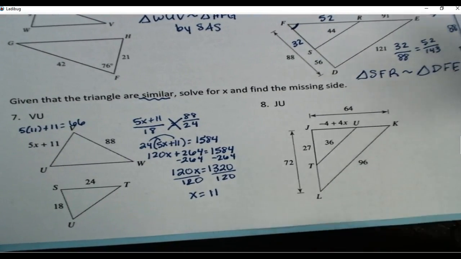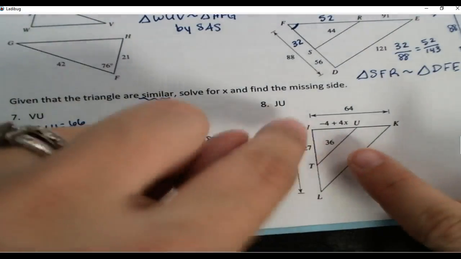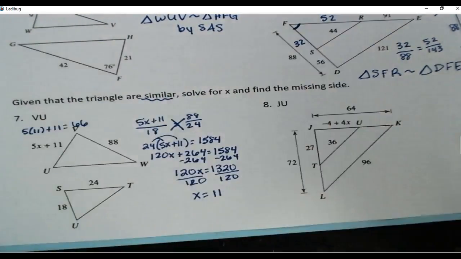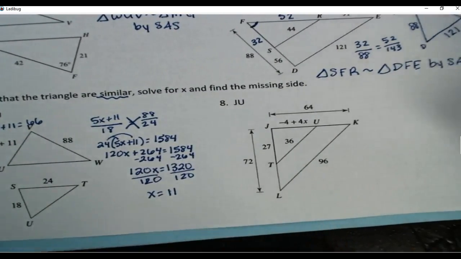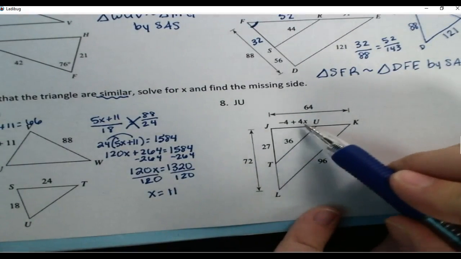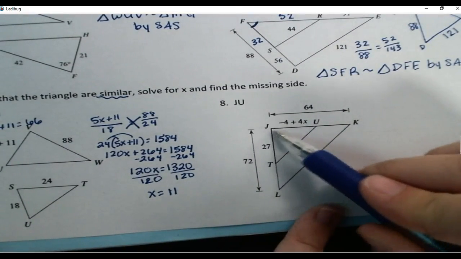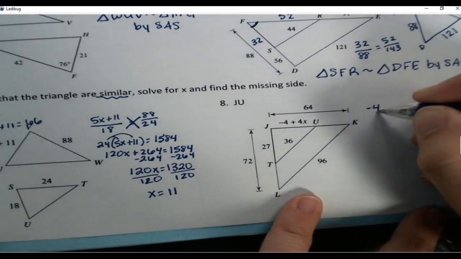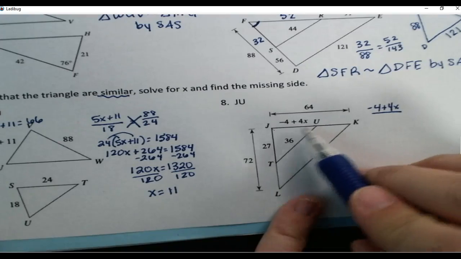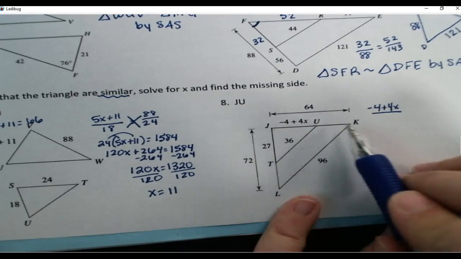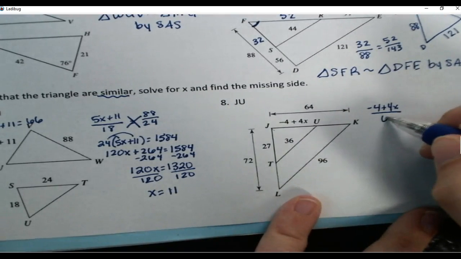So then number 8, we want to find JU. Again, if you don't like looking at them like this, you can pull them apart and make the two triangles. It doesn't matter, you get the same thing either way. In this one, I've got negative 4 plus 4x. That's part of this smaller triangle, and so it's side JU. Well, JU matches JK, which is 64.